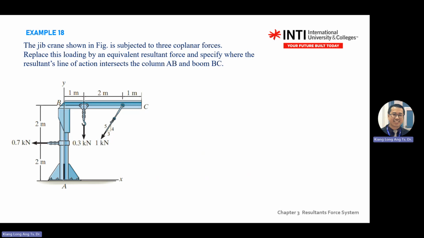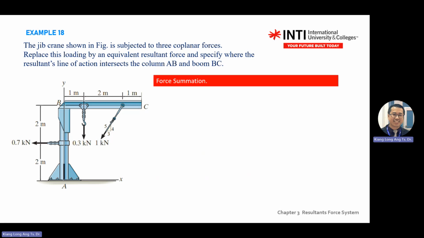But you don't know where the resultant is. You don't know where to put the resultant, never mind. Later you compare the resultant diagram and the component diagram. Okay, so I show you.